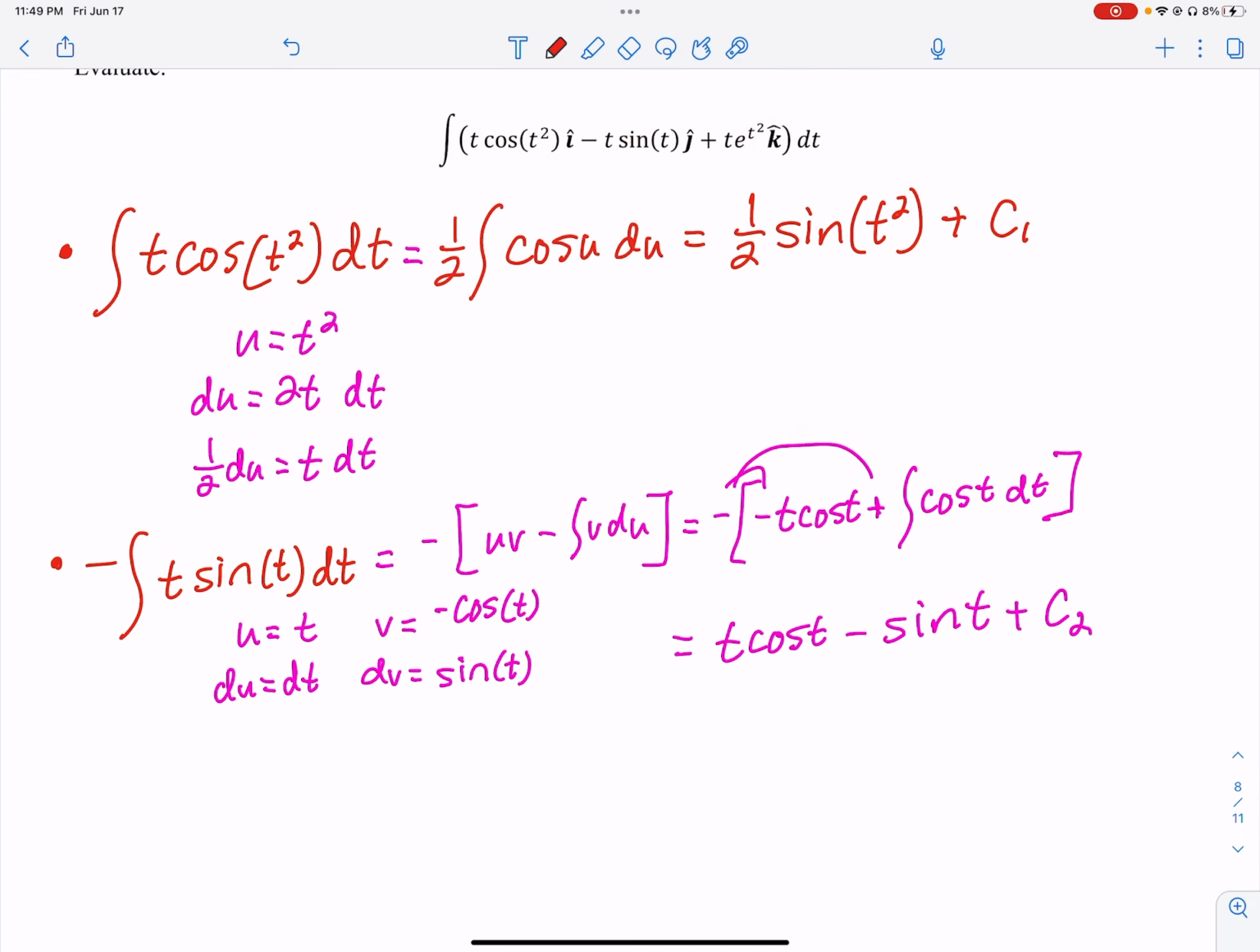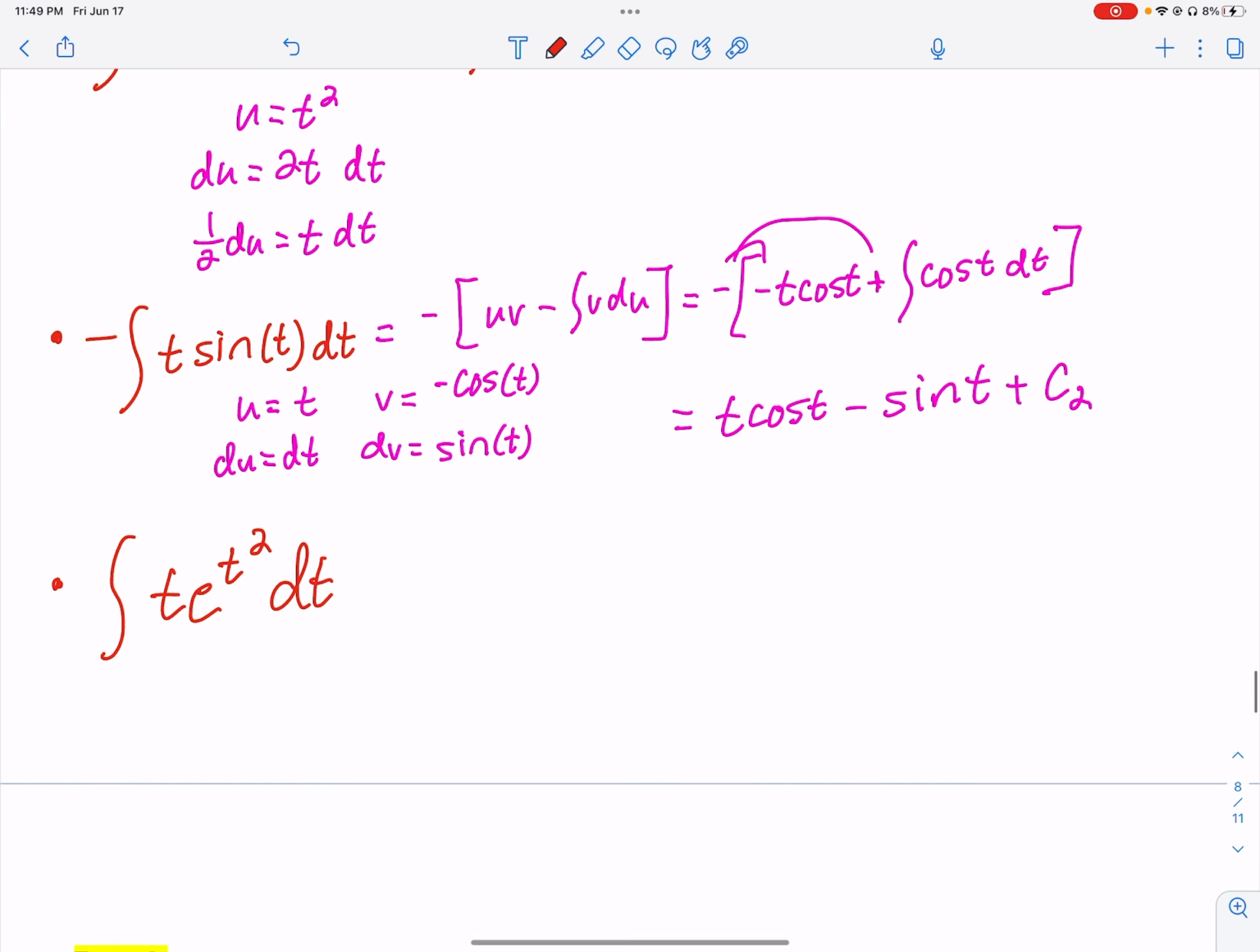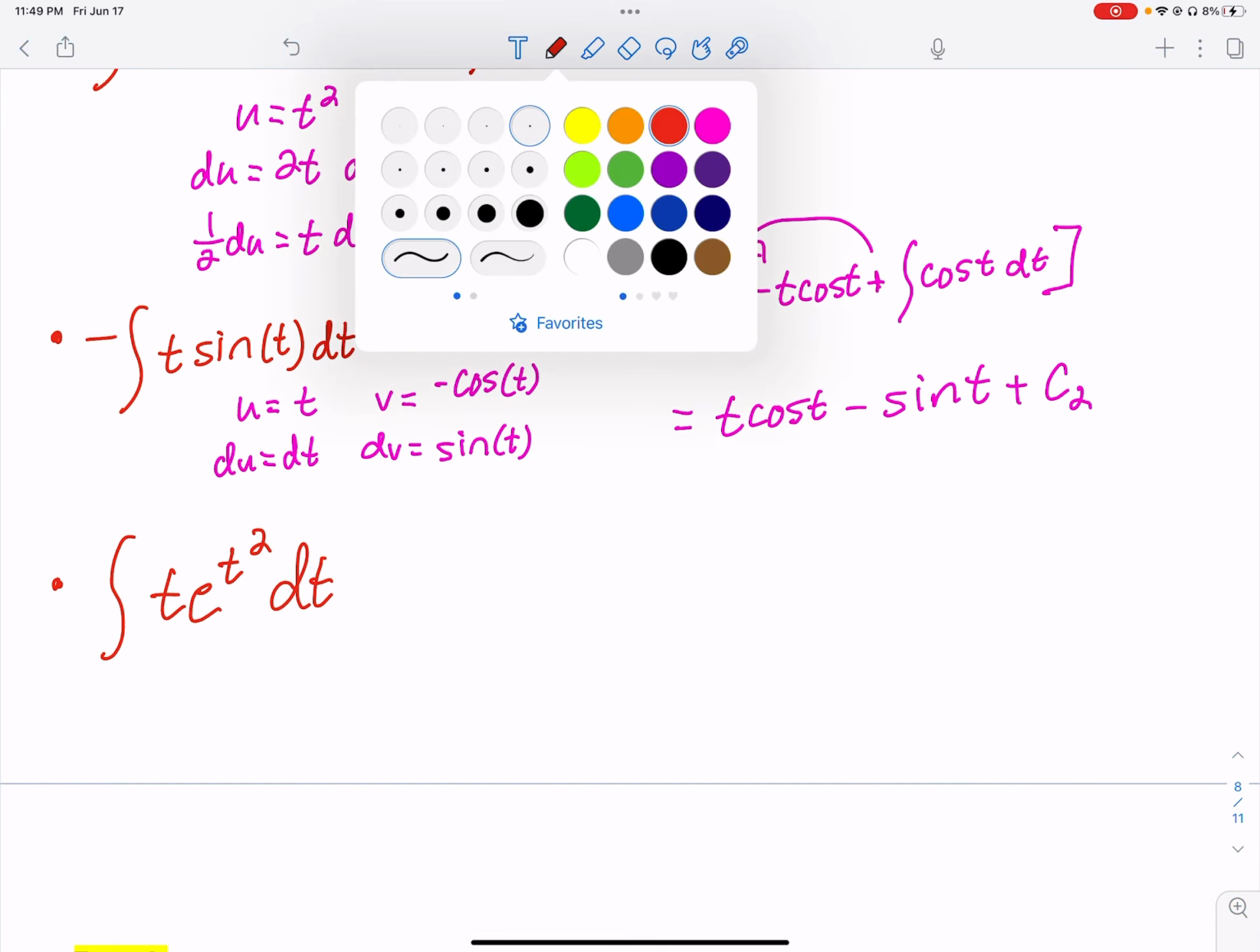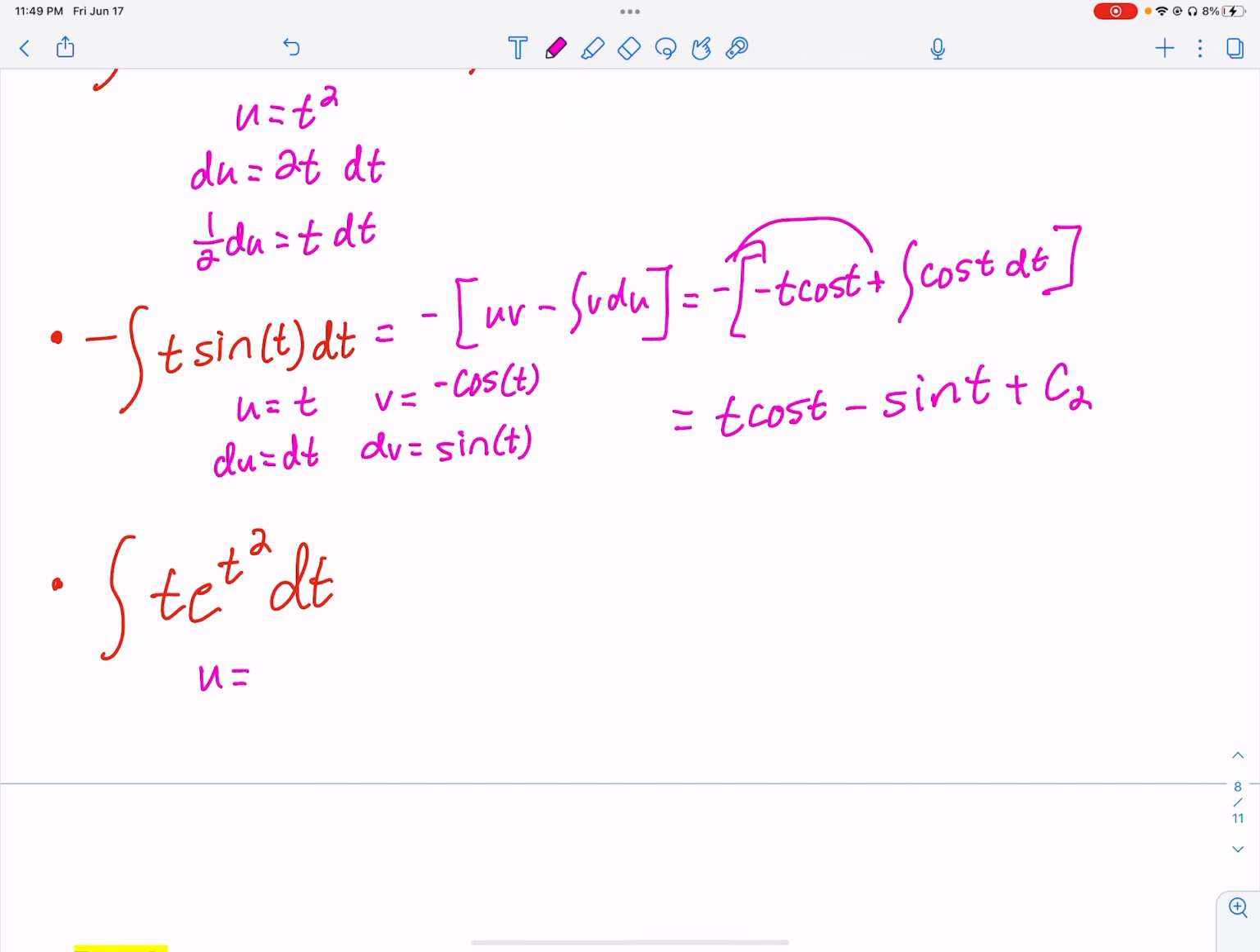All right, so let's do the final component. That is the integral of t e to the t squared dt. This one is a nice pretty u sub, thankfully. U being t squared, so du is 2t dt. Let's go ahead and make that 1/2 du equals t dt. I think that covers everything.